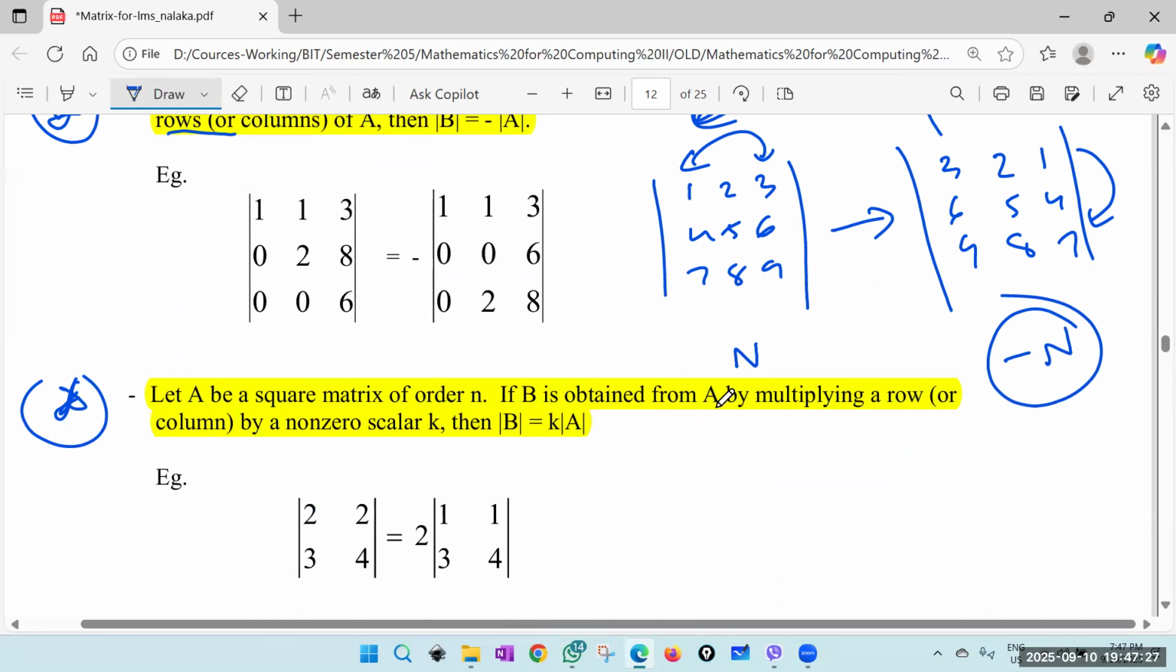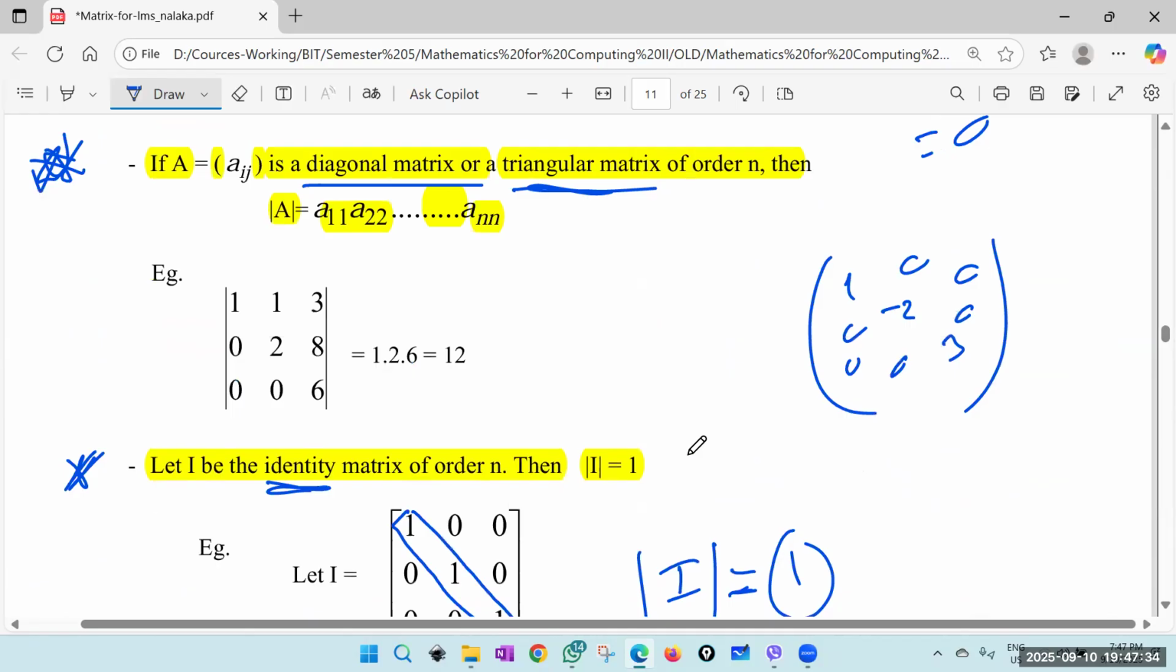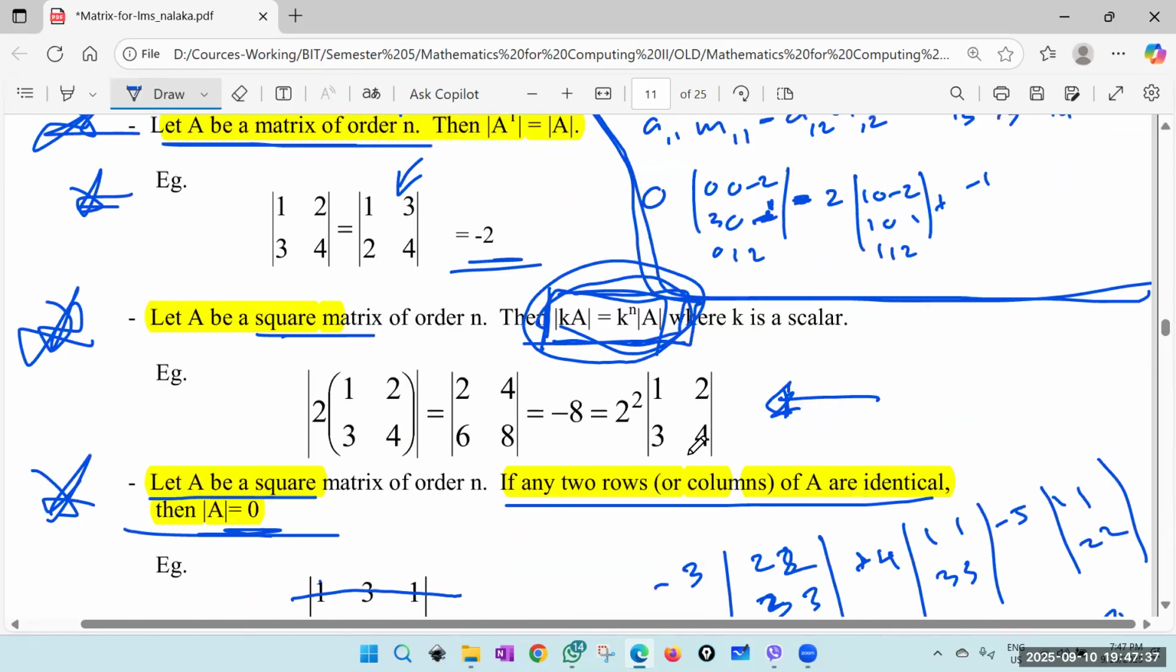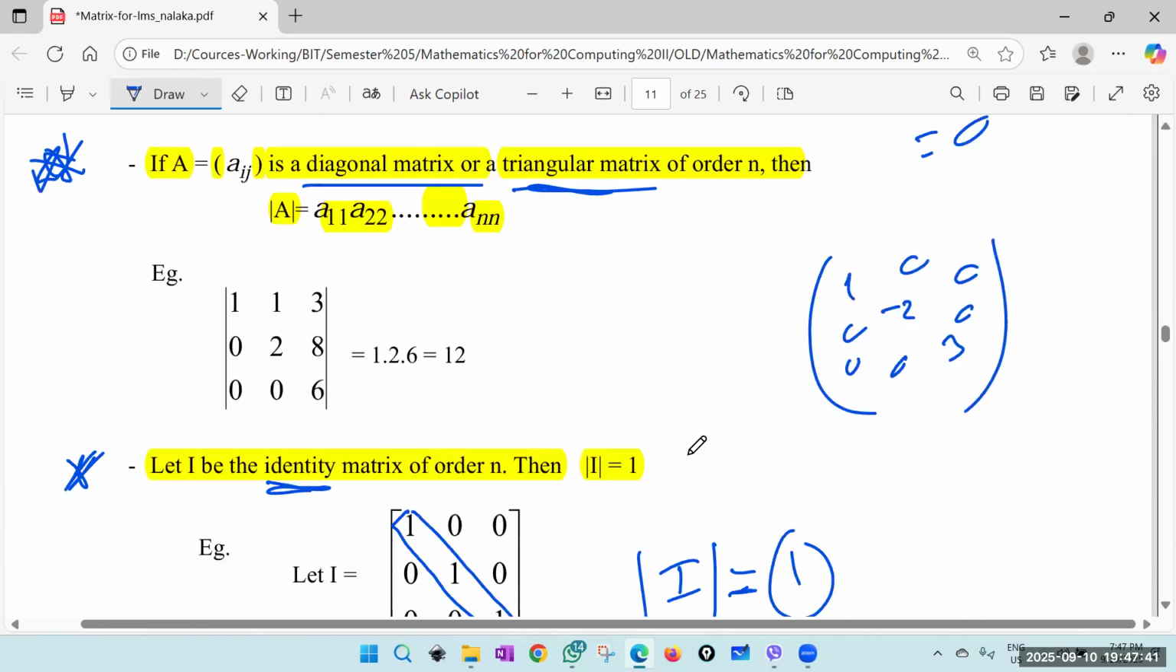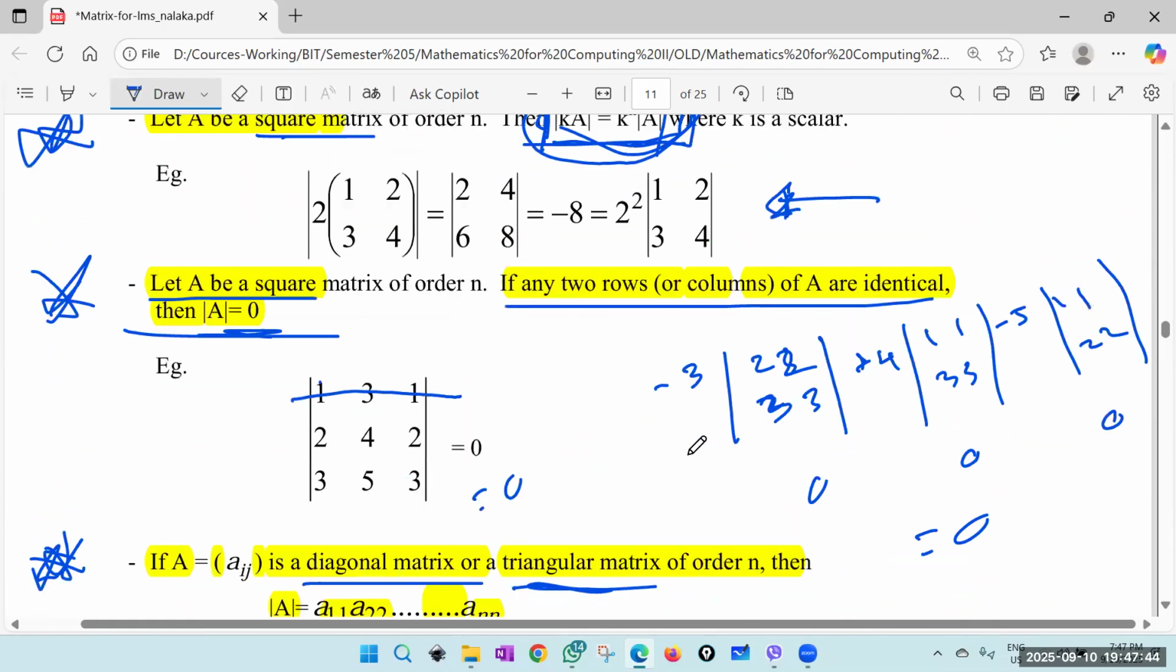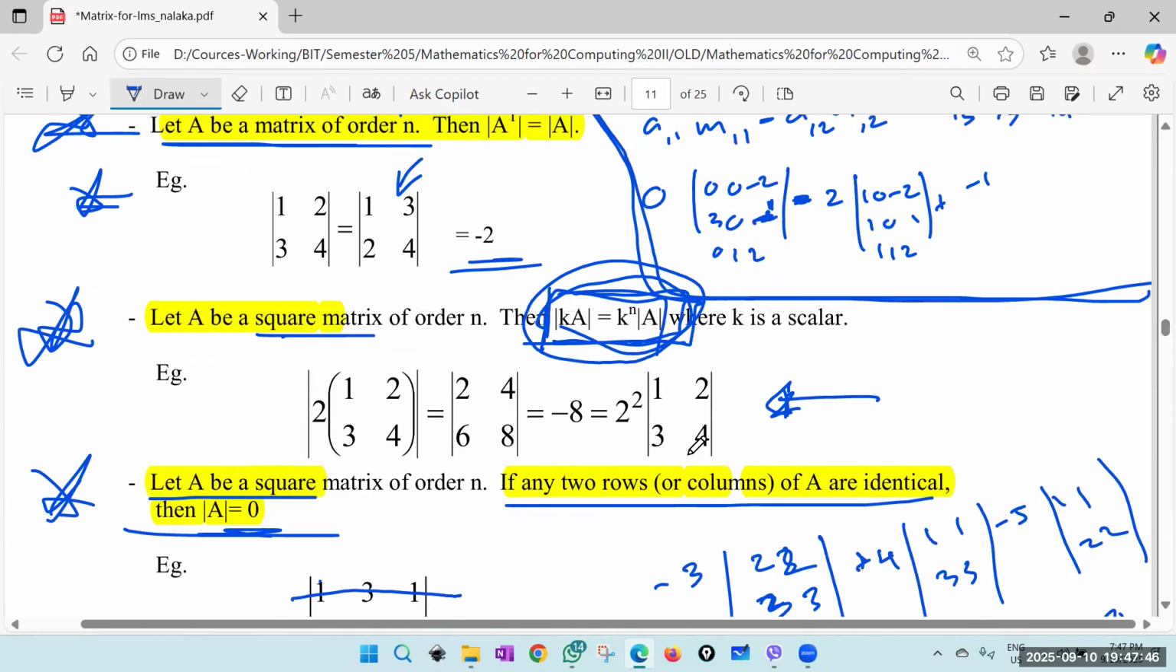If B is obtained from A by multiplying a row... Earlier we discussed multiplying the matrix by a constant k. That is, you multiply your entire matrix by k, then you find that the determinant is k to the power n times the determinant of the original one.